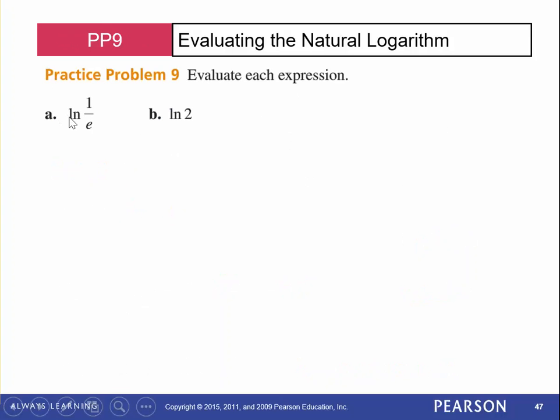Alright, so how about ln of 1 over e and then ln of 2? Try that. I'll give you a few seconds to start it, and then we'll look at it together. Alright, ln of 1 over e. Again, we've got to bring that e up to the top, and if that is the case, we've got a reciprocal, so e to the negative 1 this time. Ln and e are going to cancel each other out, so we're left with negative 1.